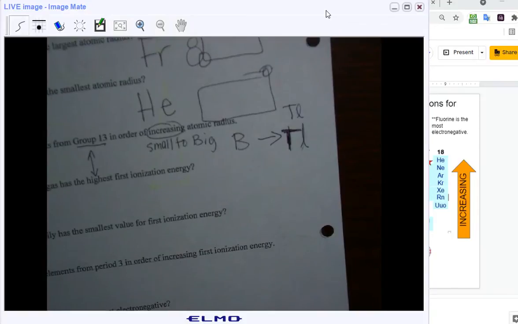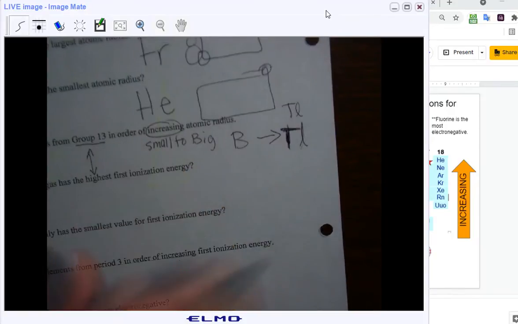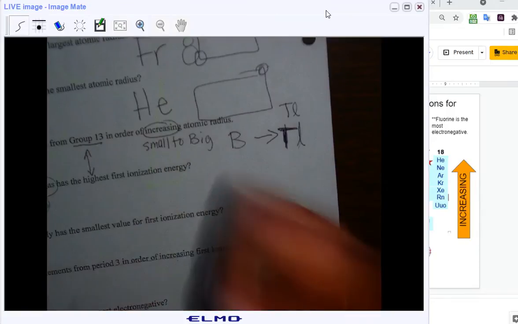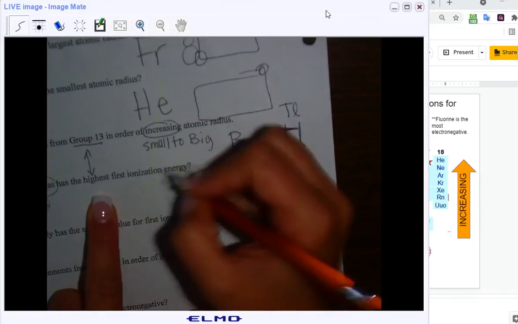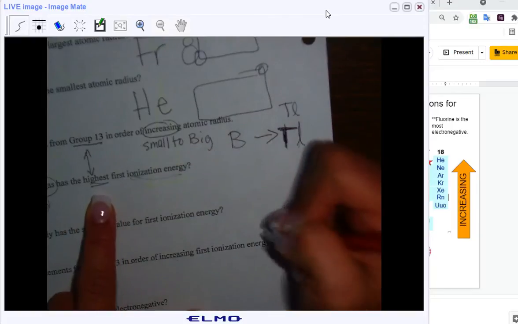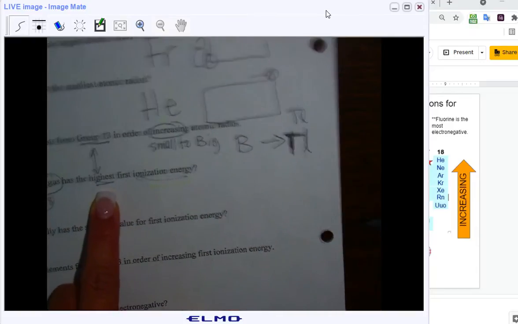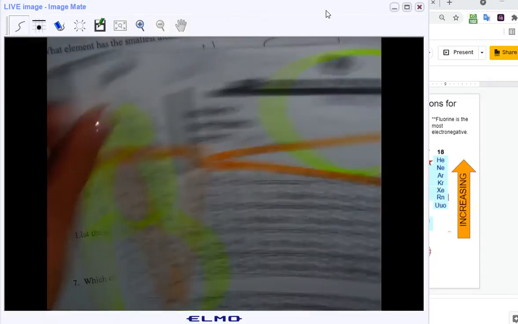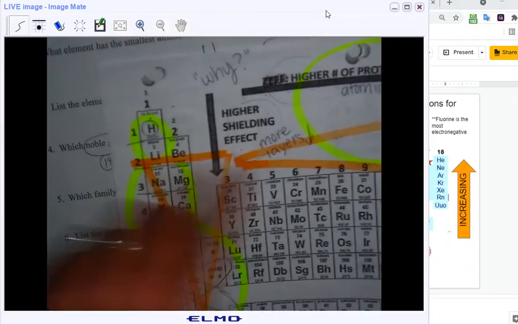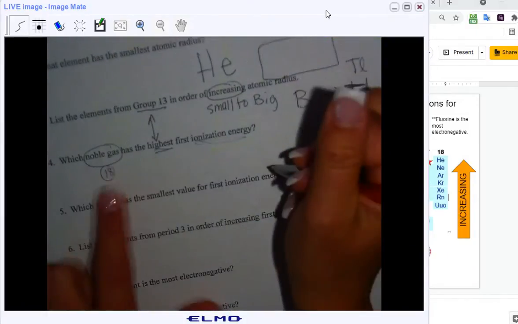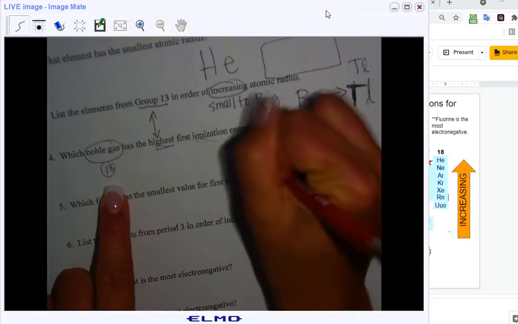Which noble gas, what group is that? It's the 18, good. So group 18 has the highest ionization energy. So we want the highest number for ionization energy. So is this the ice cream cone or snowman? Ice cream cone, good. So according to our periodic table, ice cream cone, the bigger part is at the top. So we want the top of group 18. Who is that? HE, perfect.